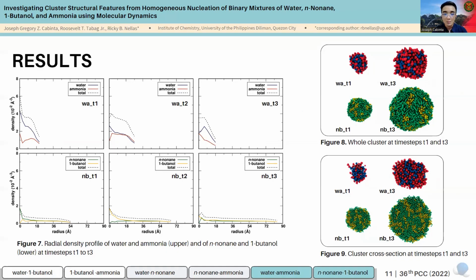The results for nonane butanol indicate homogeneous mixing between the two nucleating species. Additionally, this further verifies that the reluctant co-nucleation reported for n-Nonane and alcohol mixtures is minimized in nonane butanol by the relatively short alkyl tail of 1-butanol.